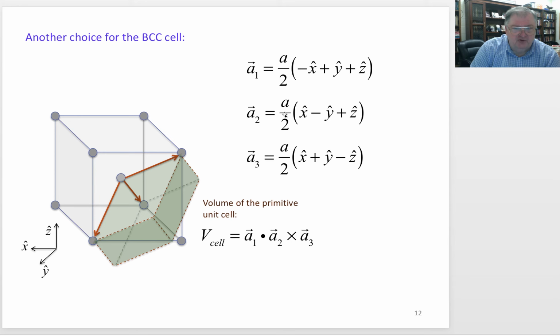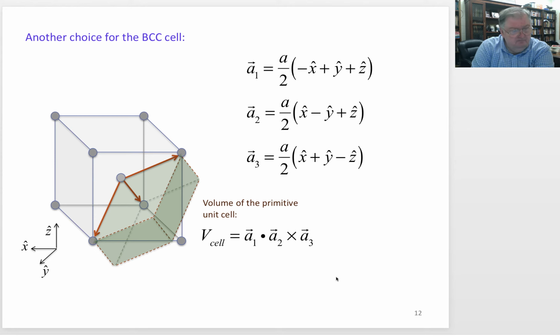The expressions for these three vectors, these are just names. It doesn't matter what you call them, but A1, A2, A3 are listed here for you. I'll let you take a look at that and convince yourself that these are valid representations for these three vectors.